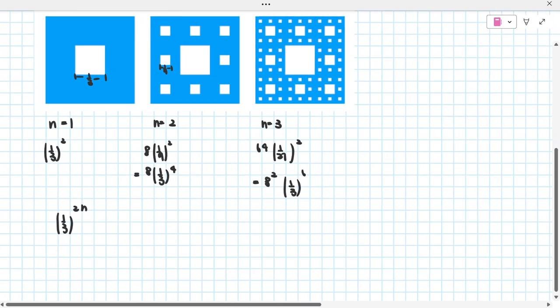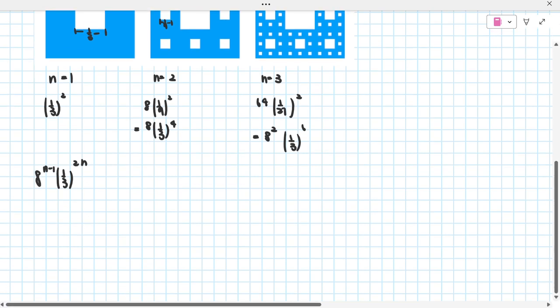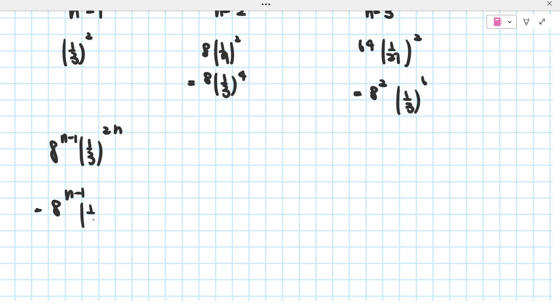And when n is equal to 1, we're only removing one of those squares. And when n is equal to 2, we're removing 8 of those squares. So we're going to multiply this by 8 to the power of n minus 1. And 1/3 to the power of 2 is just going to be 1/9. So 8 to the power of n minus 1 times 1/9 to the power of n.